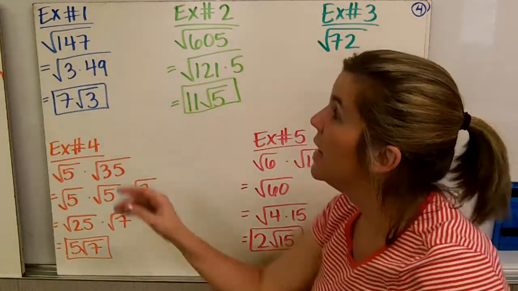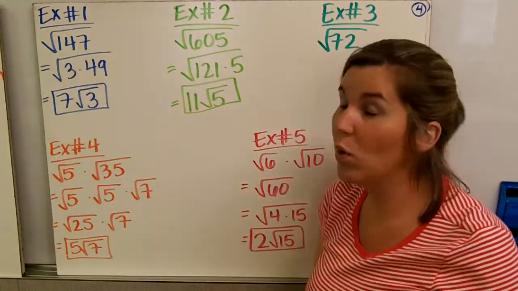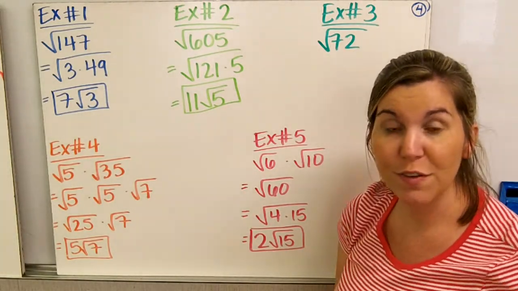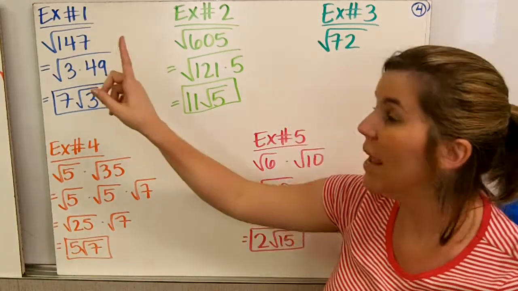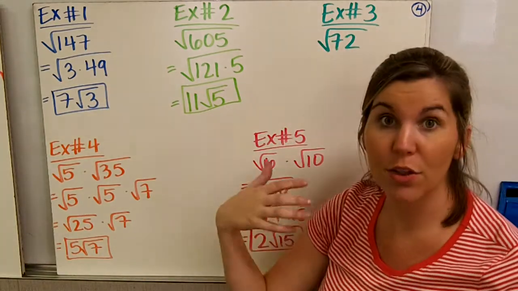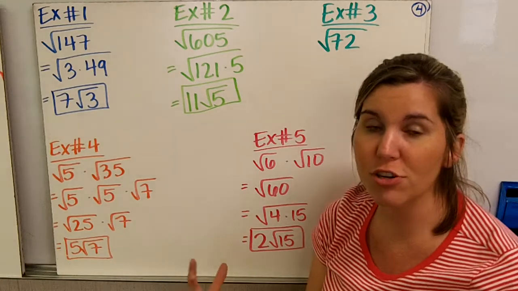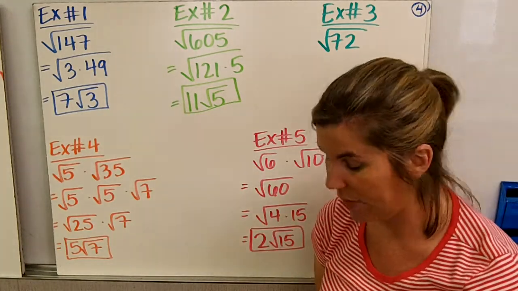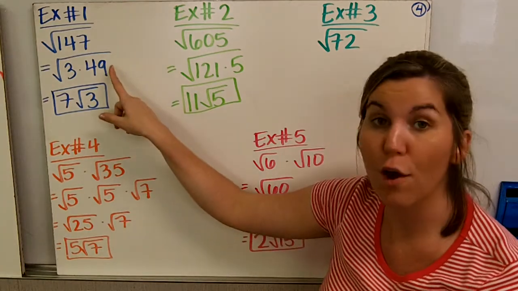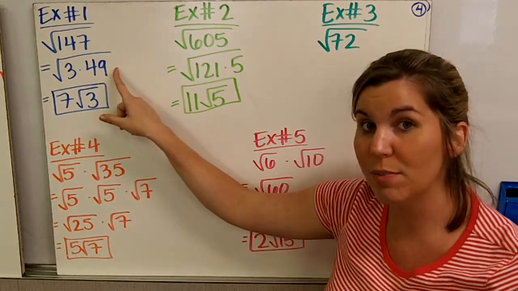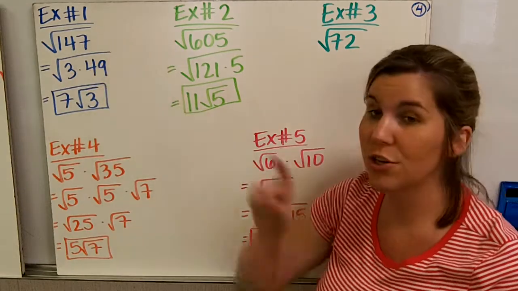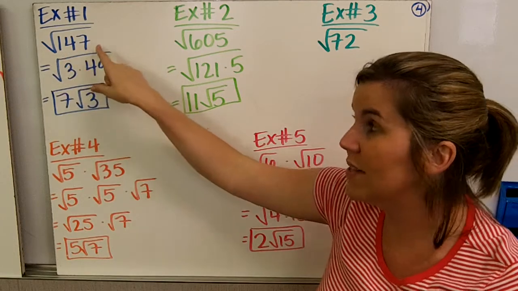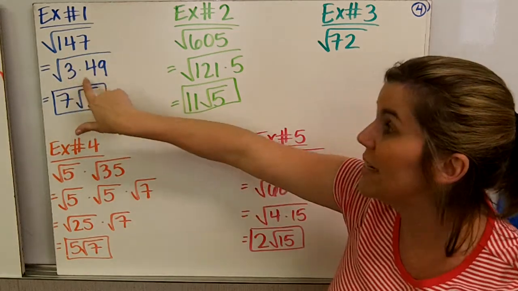Here are some examples. Example number 1, the square root of 147. So you have memorized the list of the first 15 perfect squares, and now you're going to pick the biggest perfect square, the largest perfect square that goes in evenly into 147. And this is going to be 49. From our list, 49 is a perfect square. 49 goes into 147 3 times. So I can rewrite, instead of saying 147, I can say 3 times 49.